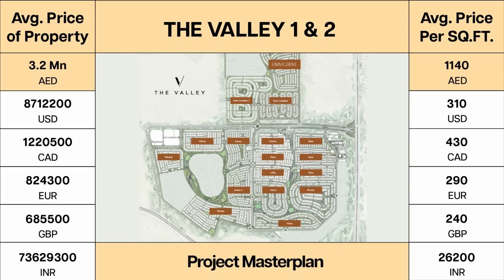For the townhouses and twin villas, the average price is at 1140 dirhams per square foot currently, considering both phase 1 and phase 2, and the average price of a property is at 3.2 million dirhams for these family homes.